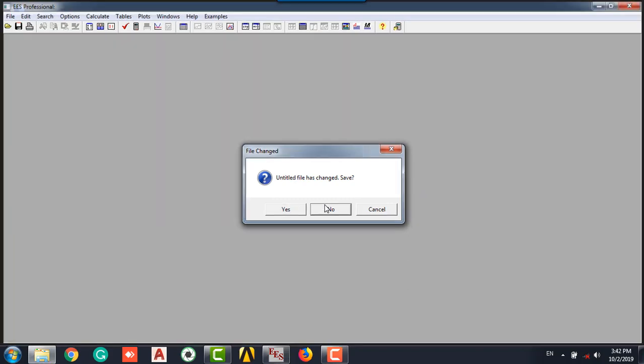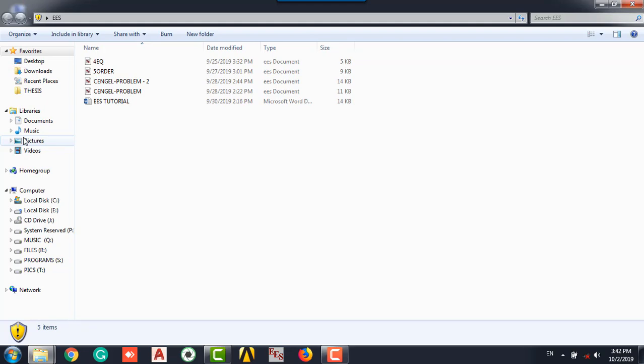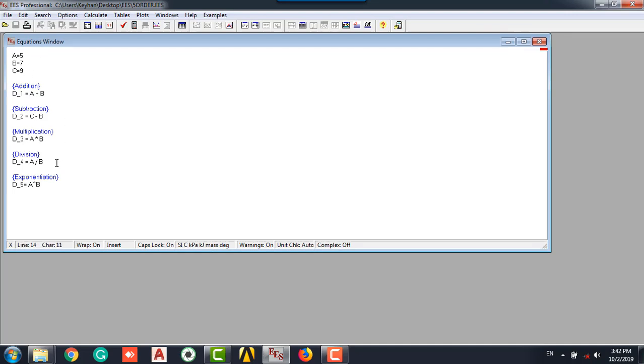In addition, EES can solve basic arithmetic operations such as addition, subtraction, division, multiplication, and exponentiation. For example, in an equation, we can add, subtract, multiply, divide, and exponentiate with the variables that we have. If we have a equal to 5, b equal to 7, c equal to 9, we can use these symbols for the mentioned operations. We can use plus for addition, hyphen for subtraction, asterisk for multiplication, slash for division, and the caret for exponentiation.